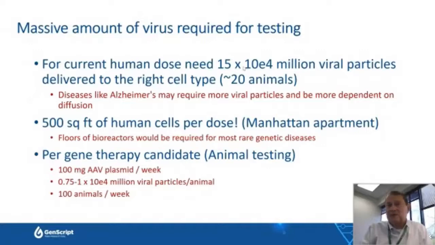And then the per gene therapy candidate animal testing goes up dramatically as well. So you would be making hundreds of mgs of plasmid for AAV per week. And this is very costly. And that requires a lot of animals. So GenScript is positioning ourselves with all sorts of automation. One of my goals is to have these robots in place by midsummer for plasmid production and scale up.